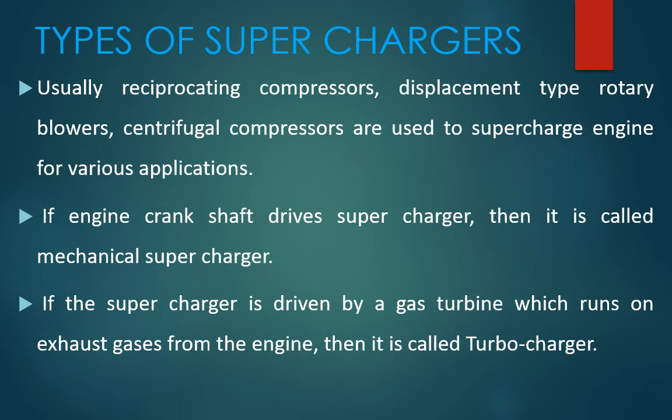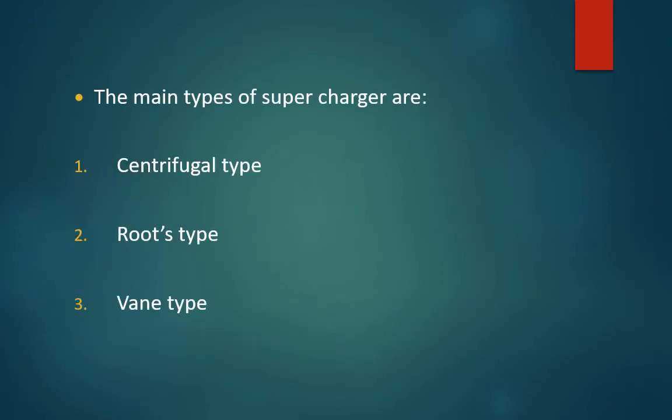As for types of supercharger, reciprocating compressors, displacement types, rotary blowers and centrifugal compressors are all used to supercharge the engine for various applications. If the engine crankshaft drives the supercharger, then it is called a mechanical supercharger. If the supercharger is driven by a gas turbine which runs on the exhaust gas of the engine, it's called a turbocharger. At this point, you have to clearly understand that a turbocharger is a type of supercharger mechanism. Right? I hope it makes clear sense. So there are three types of supercharger: centrifugal type, roots type, and vane type.